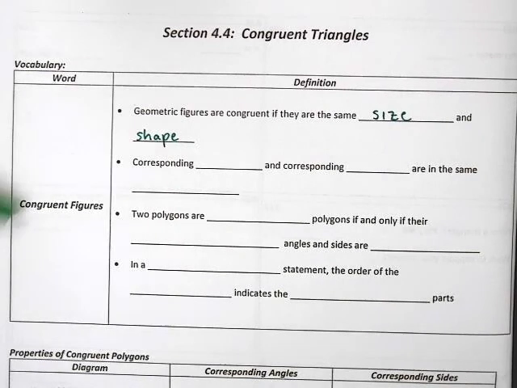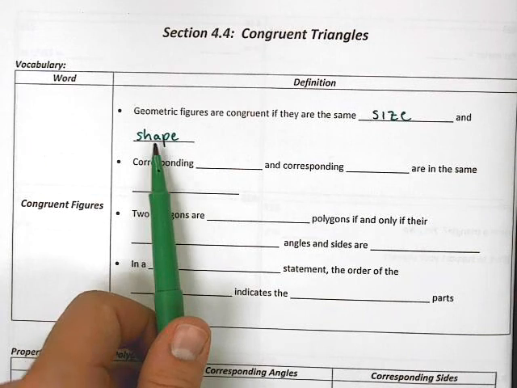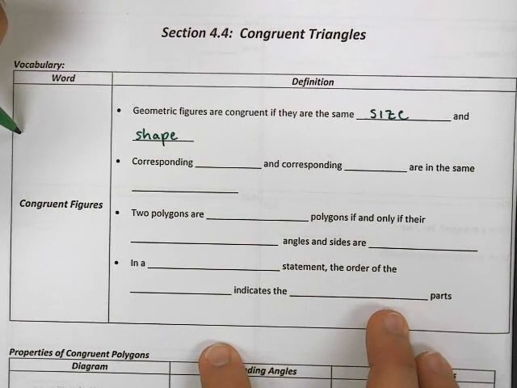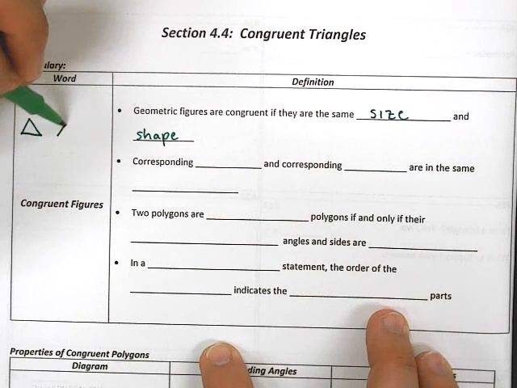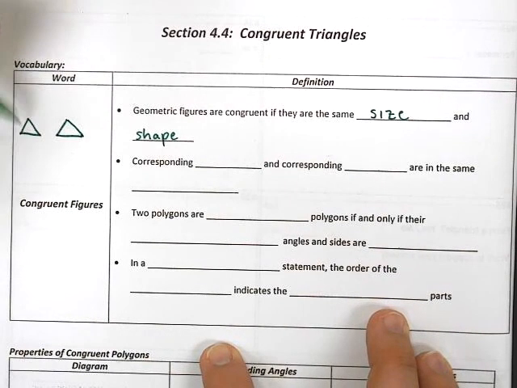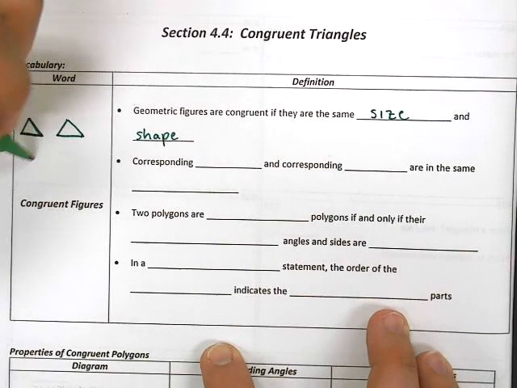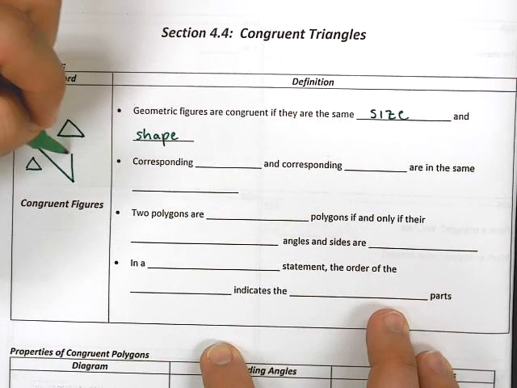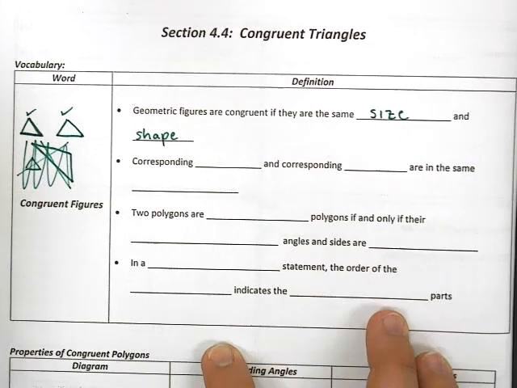For figures to be congruent, they must have the same size and the same shape. What do I mean by that? Well, if this is my first picture, the other picture has to be absolutely identical. We can't say something like this. This is no good. Cross off. Yes, this is okay.